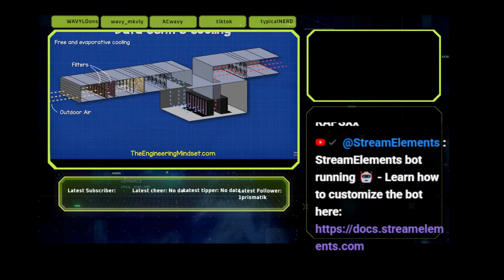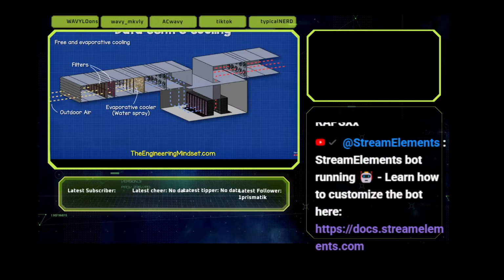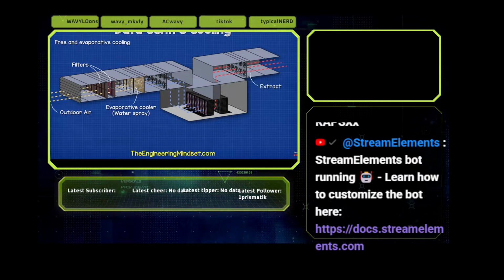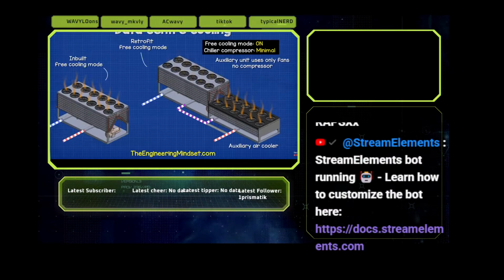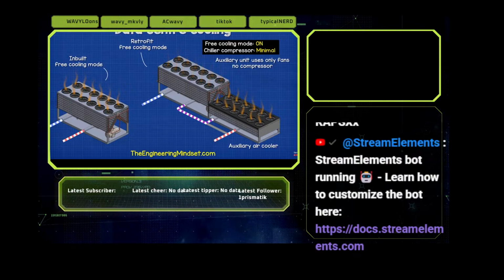In this design, the outdoor air is sucked in through some filters. Evaporative coolers then spray water into the airstream to cool it and humidify it. The air then flows directly into the server room, with the hot exhaust air being separated and extracted back out to the atmosphere. Data centers with refrigeration systems can also make use of free cooling when the outdoor air is cool enough. For example, an auxiliary air-cooled condenser can be fitted, which uses fans to remove as much thermal energy as possible from the condenser water before it reaches the chiller.